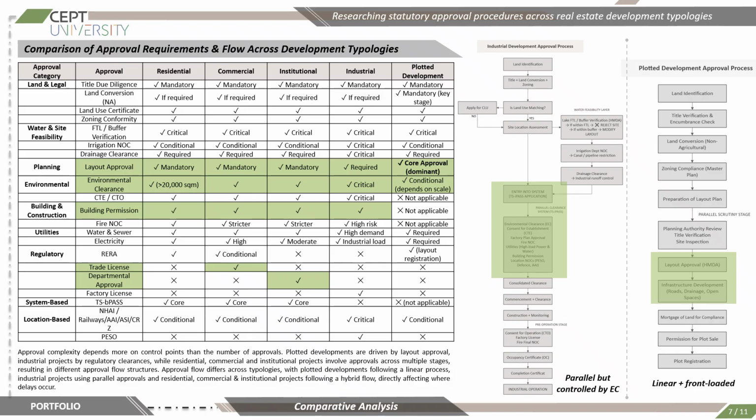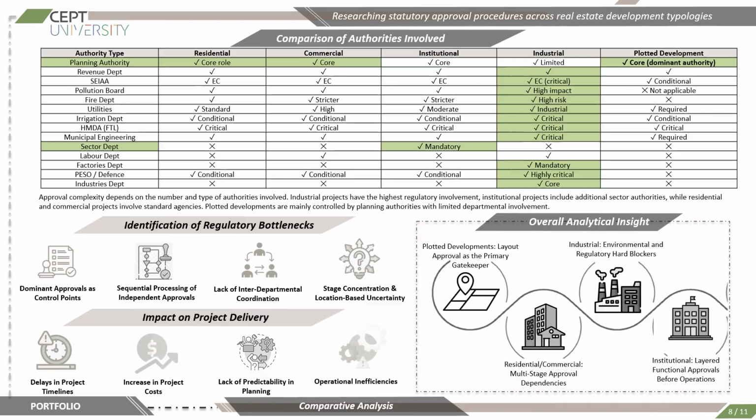The key takeaway from this particular slide would be that the approval complexity is not determined by the number of approvals in that particular development, but by the approvals that control the entire project progression. Different typologies have different dependency structures, and these structures directly affect the coordination requirements and project delays.